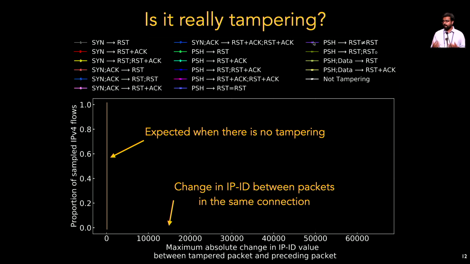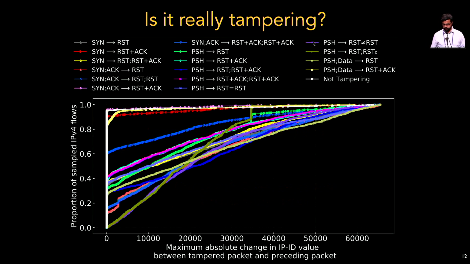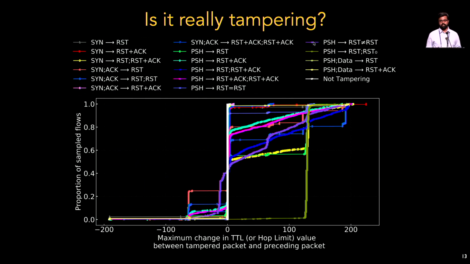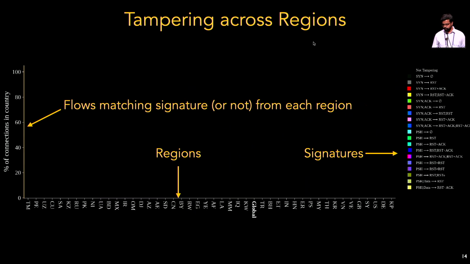So in the absence of tampering, we'd expect to see a very small IP ID difference between consecutive packets in the same connection. But most of the flows matching our tampering signatures exhibited a really large difference in the IP ID value between the reset packet and preceding packets in the connection. This indicated that these reset packets are likely being generated by a different TCP stack belonging to a middle box. Similarly, we also found that the difference in the time to live field was very large for flows matching our tampering signatures.